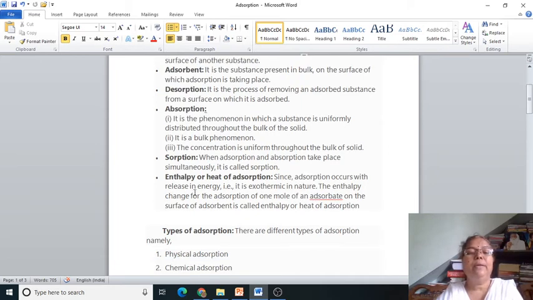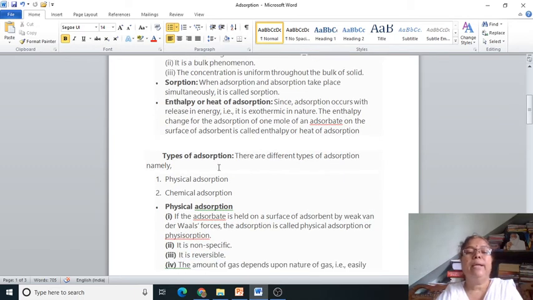Then we repeat here, enthalpy or heat of adsorption. Adsorption occurs with a release of energy, or adsorption occurs with evolution of energy. That is, adsorption is exothermic in nature. The enthalpy change for the adsorption of one mole of adsorbate on the surface of adsorbent is called enthalpy of adsorption or heat of adsorption.